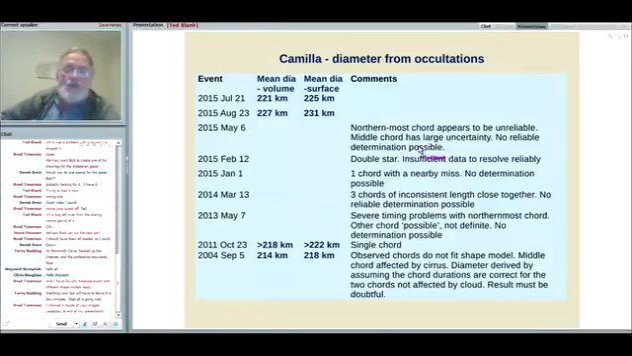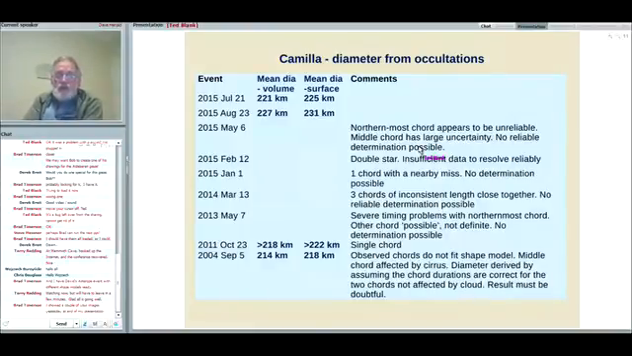So going through all the observations of Camilla in the database, the first line should be 2016, July 21st. When you do the fitting, the mean diameter by volume is 221 kilometres, by surface 225 kilometres, a 4 kilometre difference. Do the same for the 2015 August 23rd event, you get slightly different values, not surprising. Then you start looking at some of the other observations.